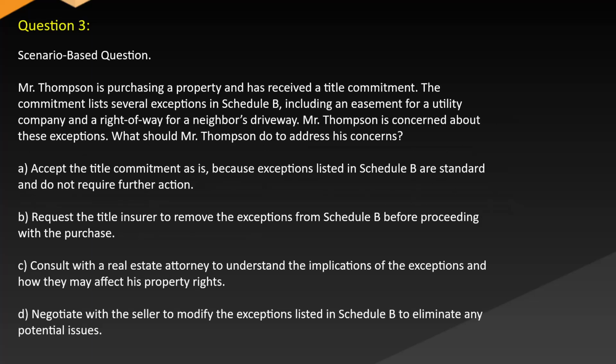Question 3. Scenario-based question. Mr. Thompson is purchasing a property and has received a title commitment. The commitment lists several exceptions in Schedule B, including an easement for a utility company and a right-of-way for a neighbor's driveway. Mr. Thompson is concerned about these exceptions. What should Mr. Thompson do to address his concerns?